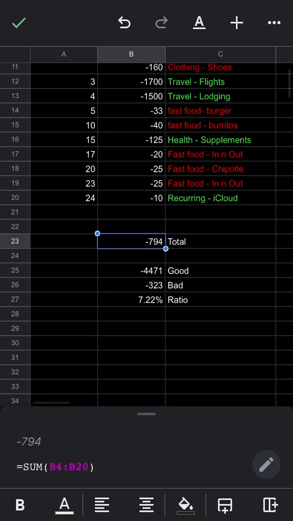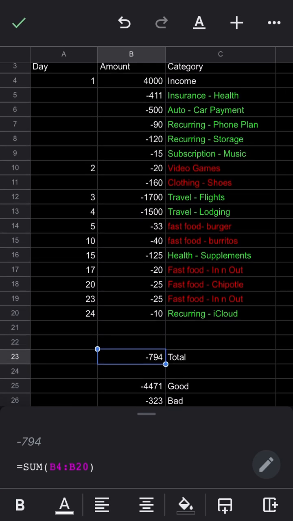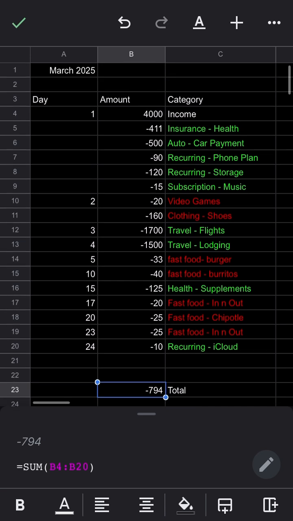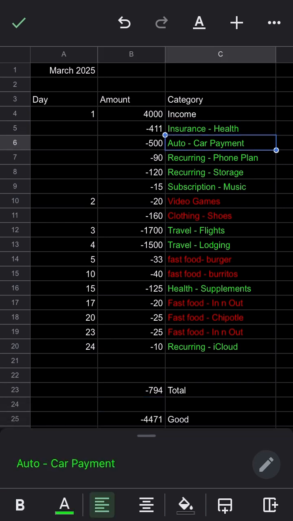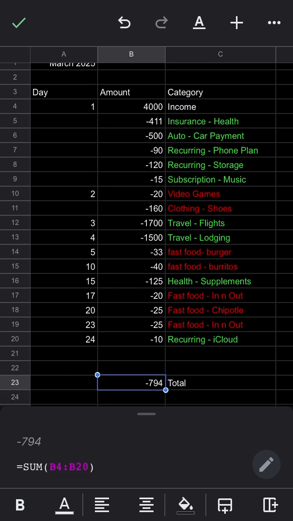Your main goal is just to be able to see the sum, if you spent more money than you made, or if you made more money than you spent. That's it. So make an Excel sheet, write down what you made as income and what you bought for expenses, then categorize them as good or bad, and then just take the sum. That's all you've got to do this month for part 2 of budgeting if you're trying to improve your finances.